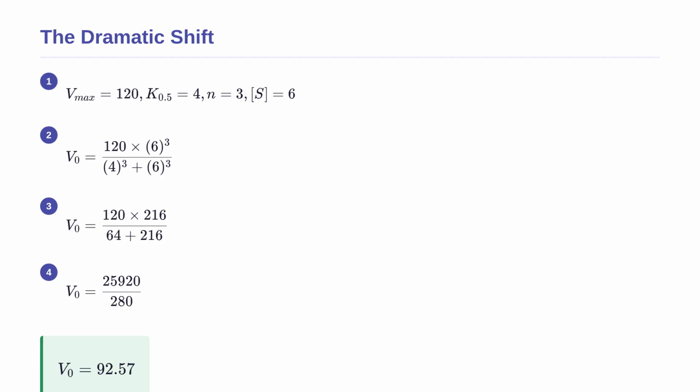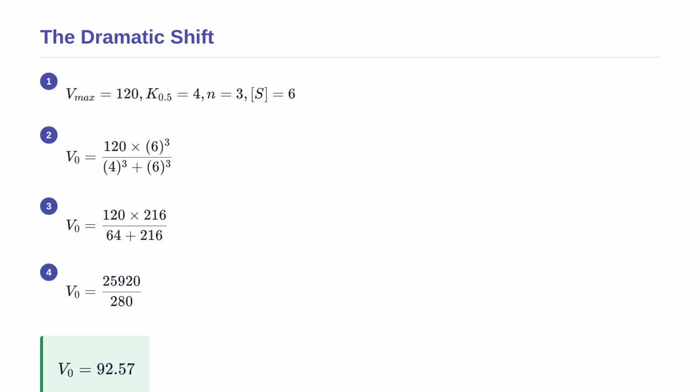Let us look at a second example to truly appreciate how sensitive these enzymes are to small changes. We will use the exact same enzyme, but this time the cell has produced a bit more substrate, raising the concentration from 2 to 6 millimolar. We substitute the new substrate concentration of 6 into our formula, keeping all other constants the same. We calculate the cube of 6, which is 216.